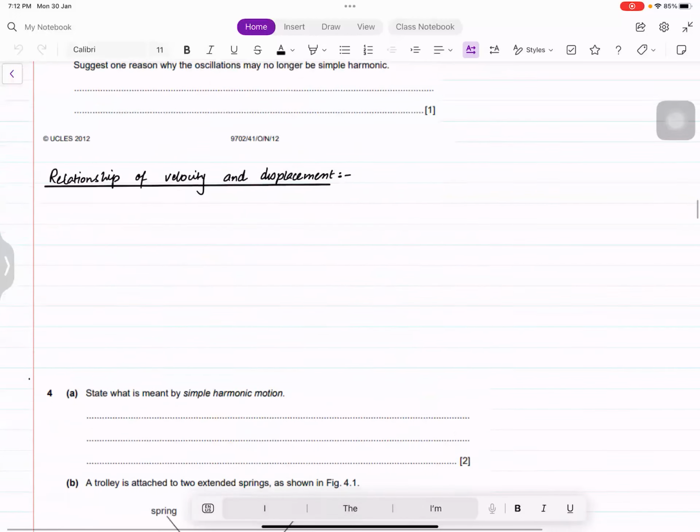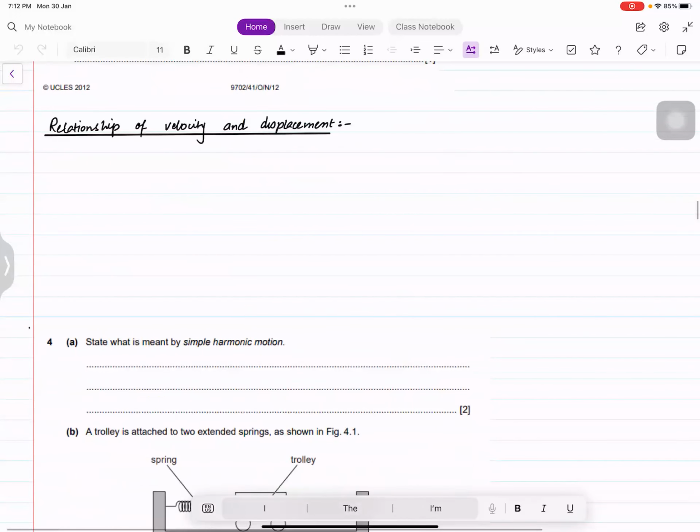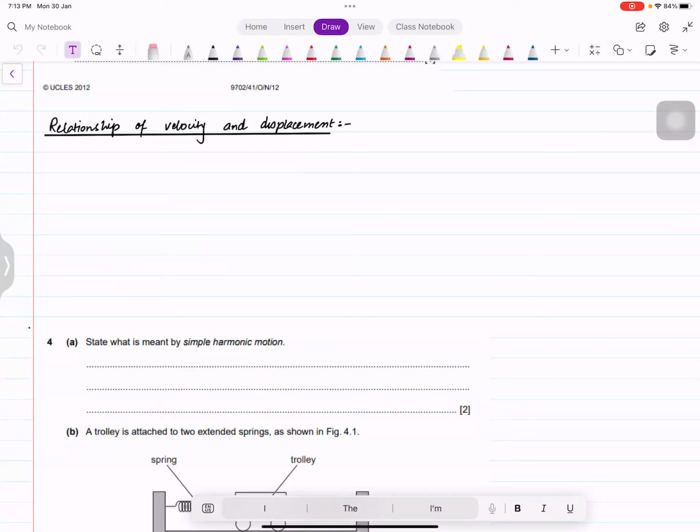Now, today we will be starting with the relationship of velocity and displacement. The good thing about this is that you do not need to know the derivation of this, although you can derive it, but it's all right. And the best part about this is that this equation is also given in the exam.